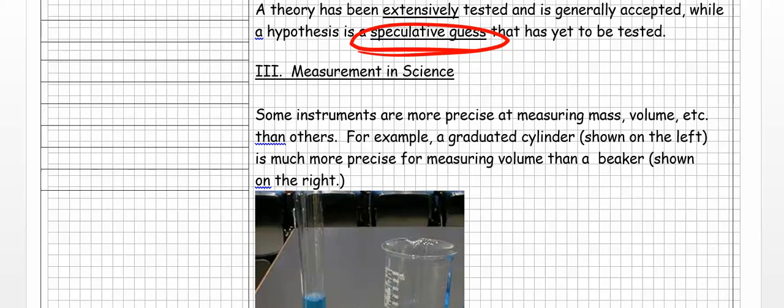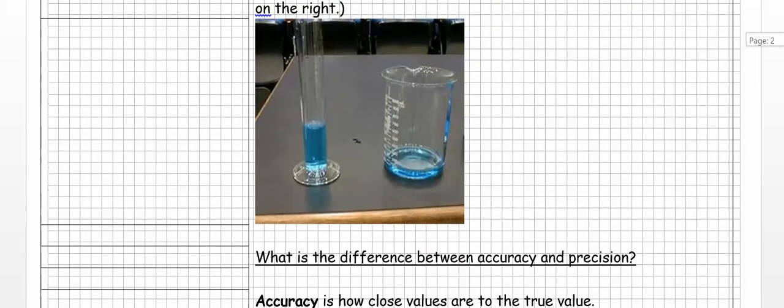Obviously, some instruments are more precise in measuring volume than others, and some are less precise. For example, if we look at a graduated cylinder, and I've got a photograph of that, and we want to contrast the graduated cylinder on the left with the beaker on the right. The graduated cylinder is a much more precise instrument, right? The little markings on the graduated cylinder are much more precise than is a beaker. A beaker is more of just a container for holding liquid.